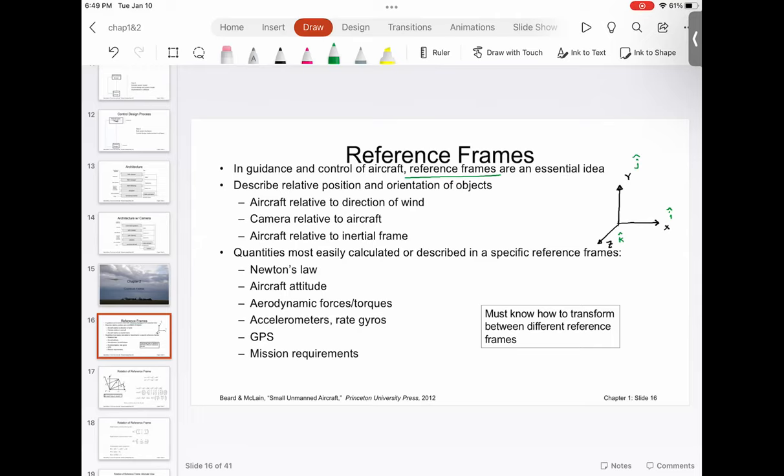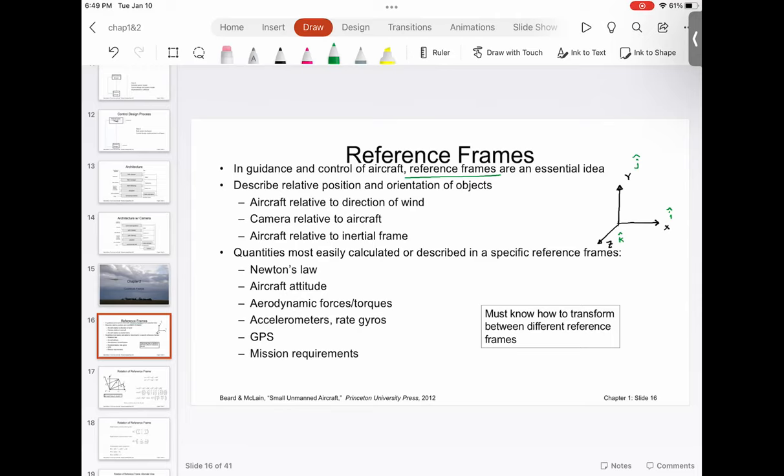So all these forces, all these motions that are on the aircraft, they are expressed in different coordinate frames. That's why we need multiple reference frames, and we need to understand a very clear relationship between how to go from the inertial frame all the way to the vehicle frame.